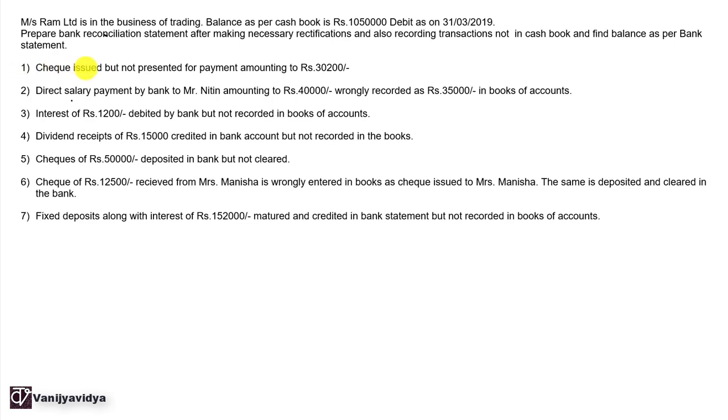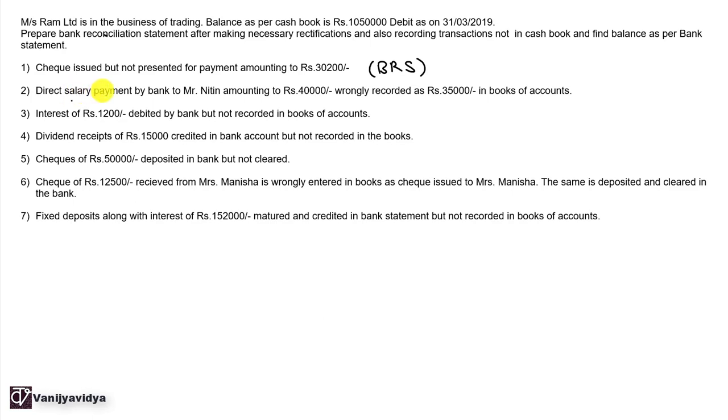1. Check issued but not presented for the payment amounting to 30,200. Now this is check issued, so it's recorded in the cash book. But since it is not presented for the payment, it's not appearing in your bank statement. So this is bank reconciliation statement. This will appear in your bank reconciliation statement.